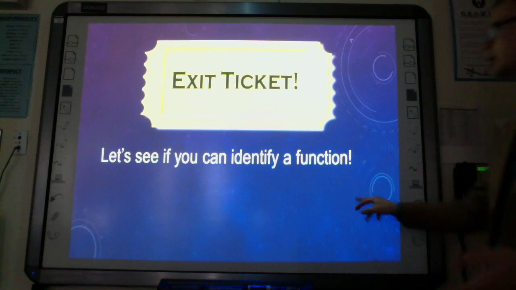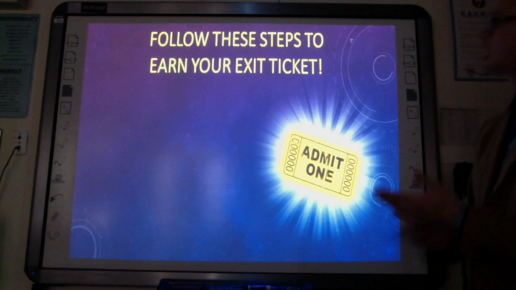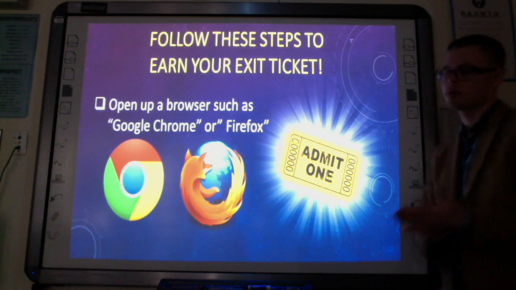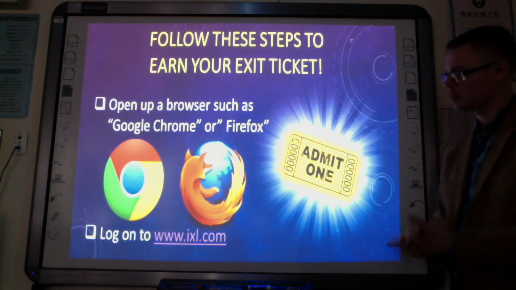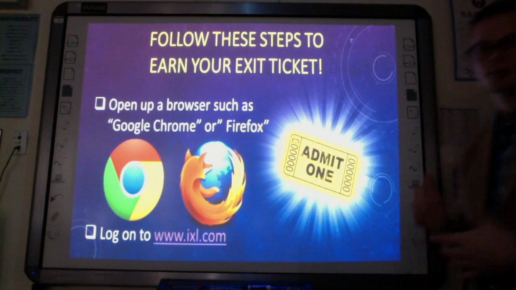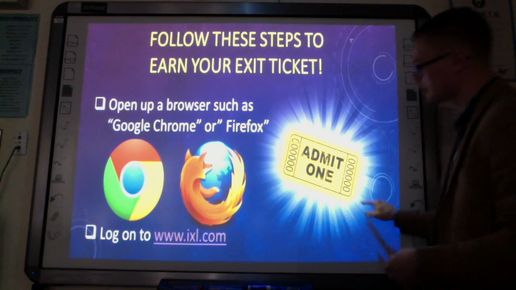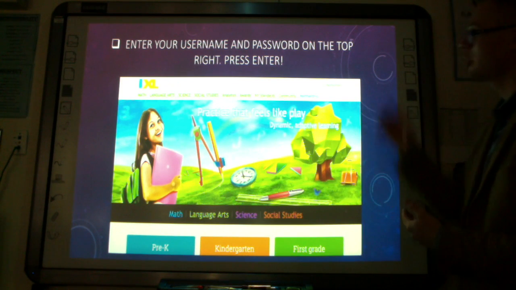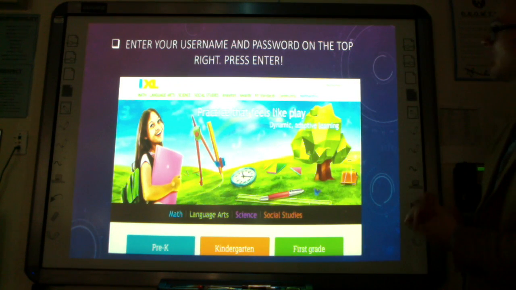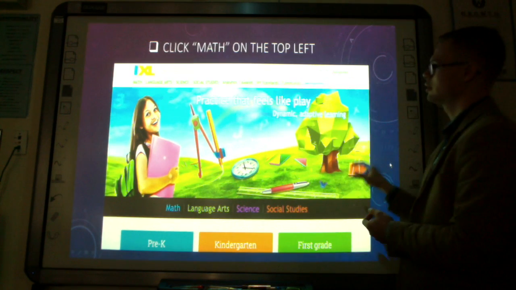So, you're going to log onto your school laptop, okay? And then you're going to follow these steps, okay? You're going to open the browsers up, Google Chrome or Firefox or Internet Explorer, and you go to iexcel.com, which we've been on before. Each of you guys has a username and password. So, if you've never been here before, I'll show you how to do this. So, you're going to enter your username and password on the top right, okay? And then press enter. Alright.